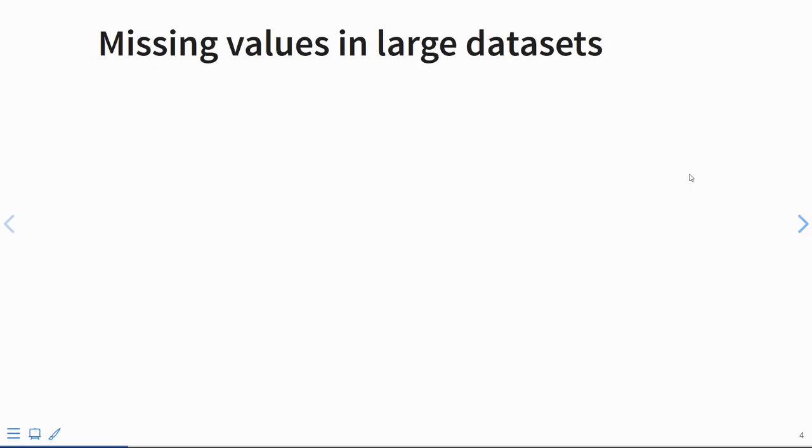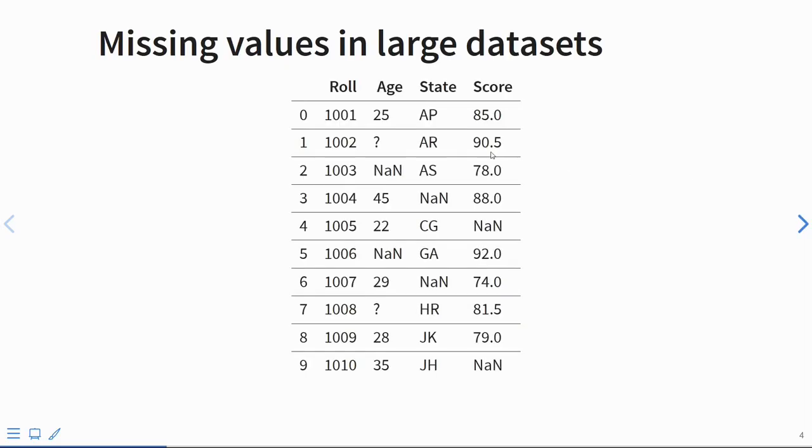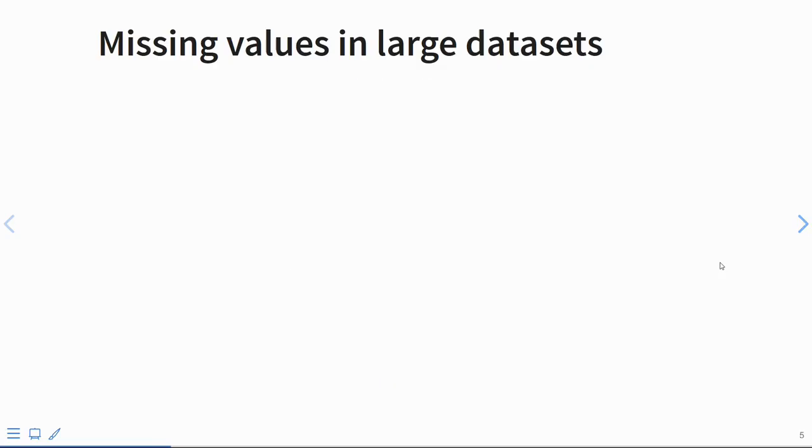Now, in the case of large datasets, we cannot really inspect the dataset manually, so we make use of certain methods. So let's first have a look at this dataset, which has about 4 features and about 20 rows. And we can see things like question mark and NaN present here. And let us look further at the methods.